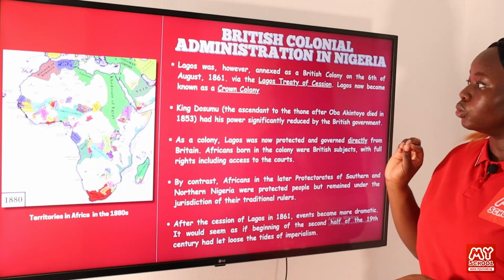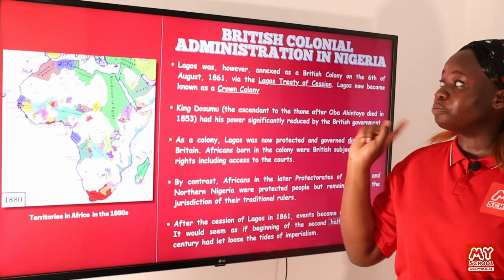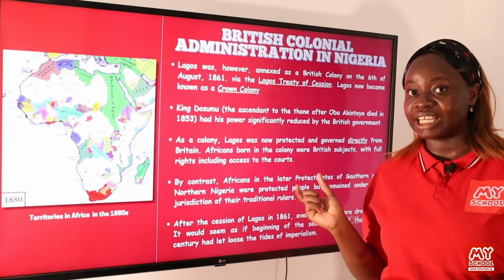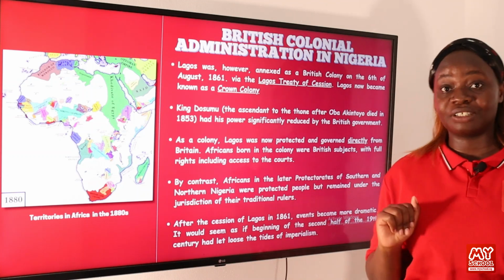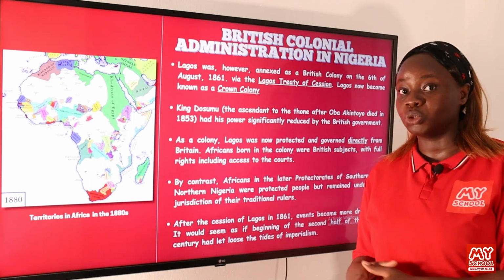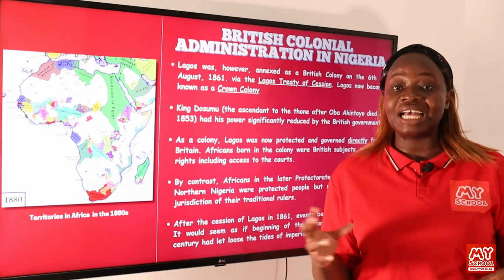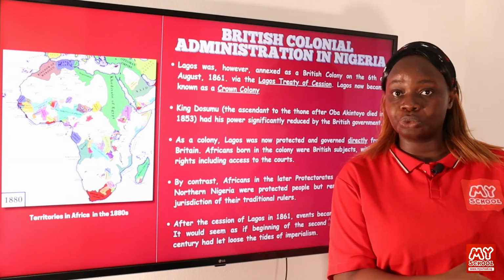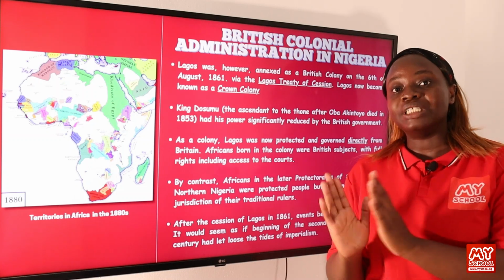So we're going to continue with the history of the British Colonial Administration in Nigeria. We're also going to discuss the difference between the crown colony and the protectorate. We're going to discuss that in full detail and see the difference between the direct rule in the crown colony and the indirect rule in Nigeria.